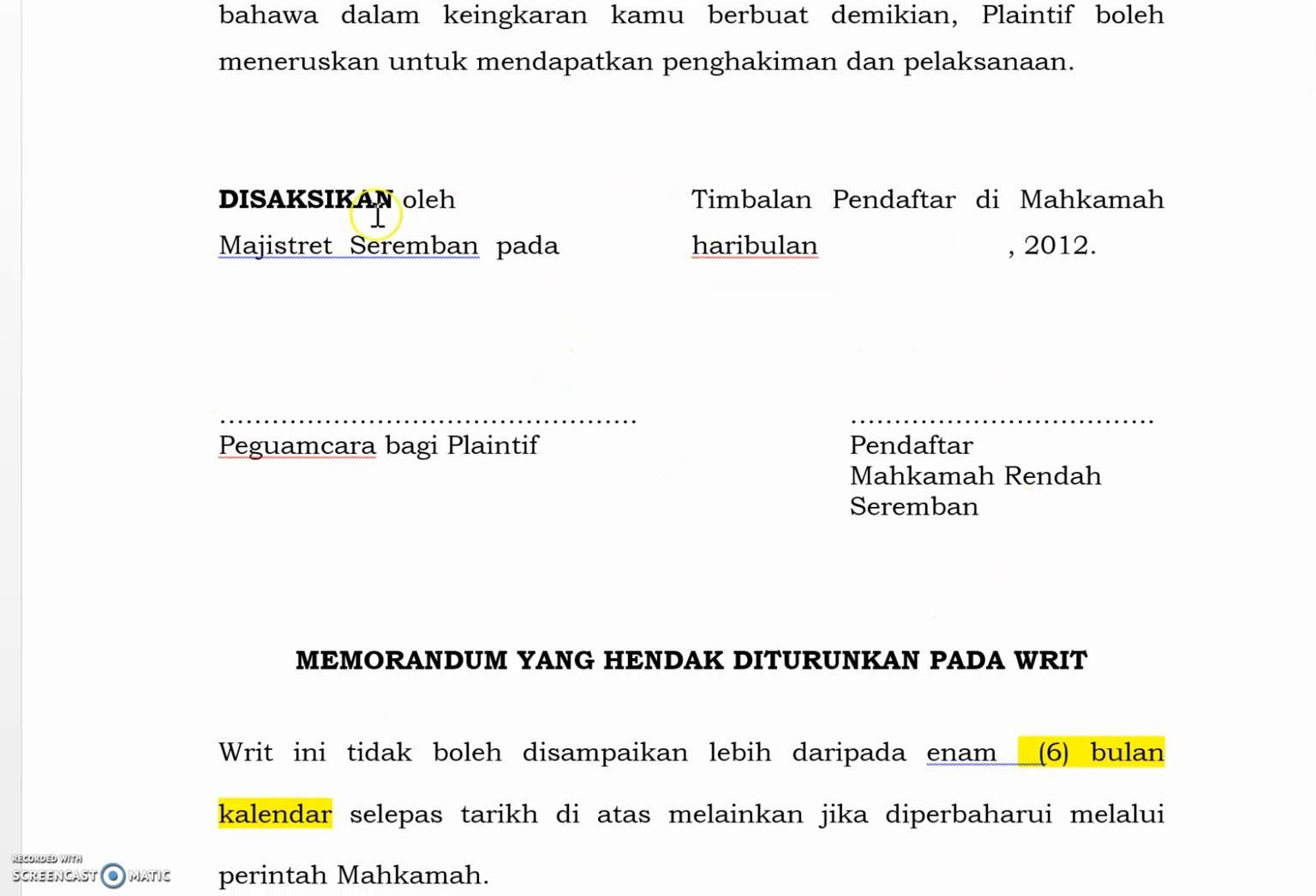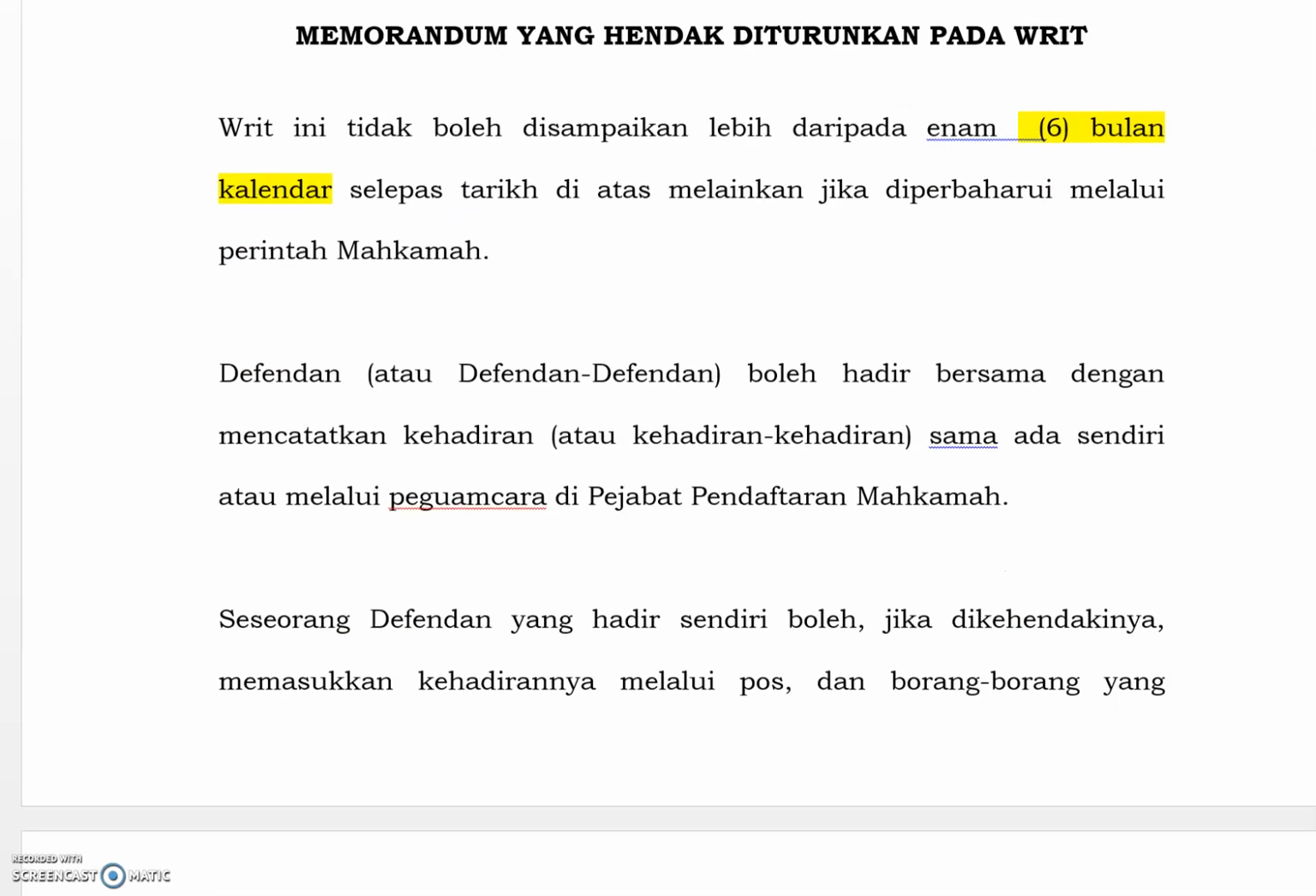This document is witnessed by the plaintiff's lawyer or plaintiff's solicitor, and it's sealed by the Timbalan Pendaftar. After that, there's a memorandum saying that this writ cannot be served on the defendant after more than 6 months. The moment you file today, the court will return the duly sealed documents so that you can serve them on your defendant. If it's after 6 months, you cannot use the same writ. You have to apply for an extension, or if you still cannot serve the defendant, you have to apply for substituted service.